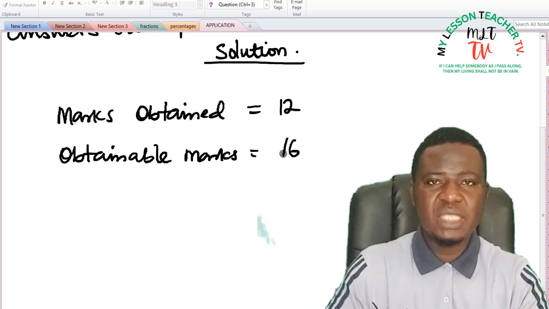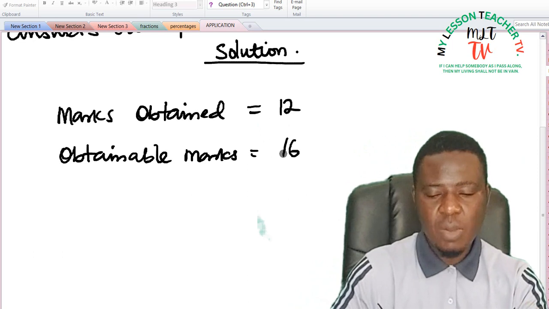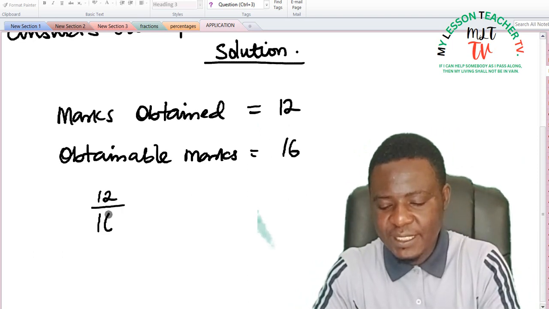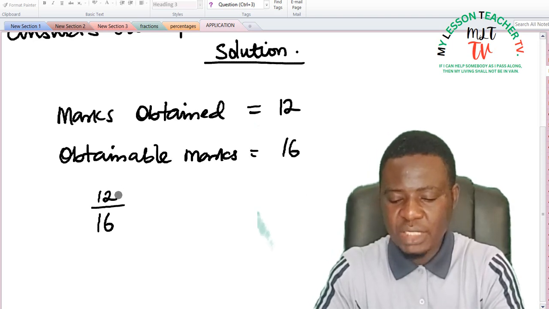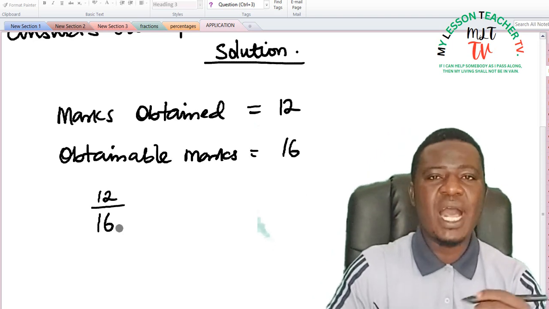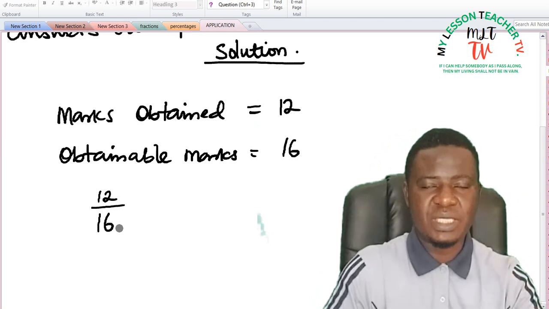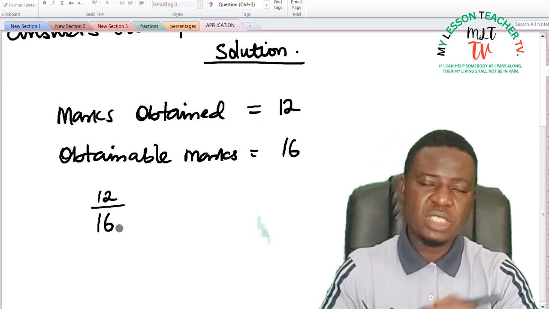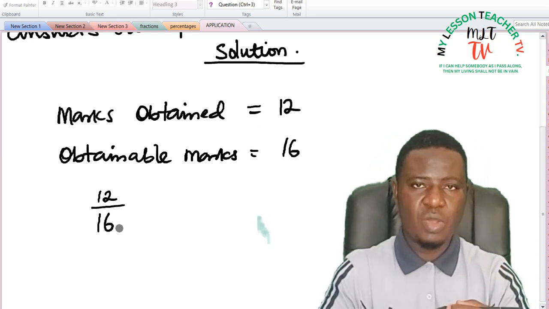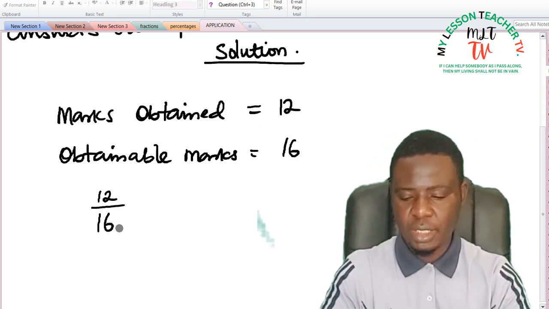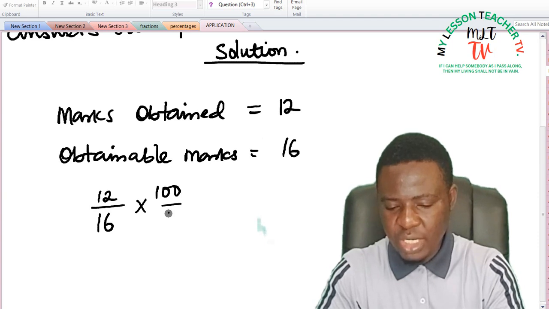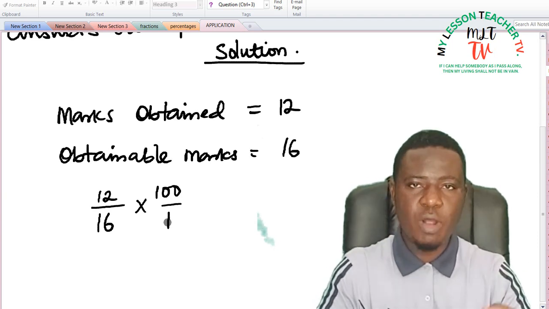So the fraction of her total marks is 12 divided by 16, meaning she got 12 correct out of 16. And we are asked to express it as a percentage. I have already explained to you how to express fractions as percentages. All you need to do now is to multiply it by 100. So when you multiply 12 over 16 by 100, it converts it into a percentage.